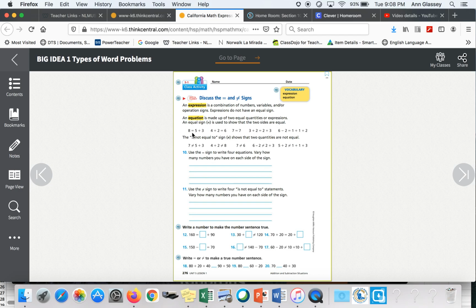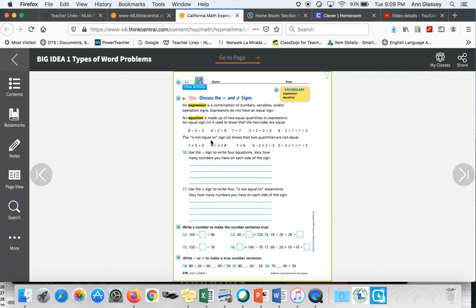So here we have an equation because it has an equal sign and the values on both sides are the same. This is an equation because it has an equal sign and the values on both sides are the same. And this keeps going. You can see more examples of equations with an equal sign and the value of both sides is equal.